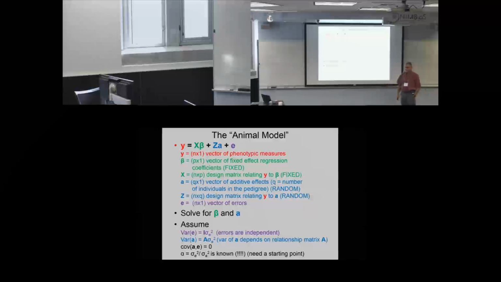Screwed, is that a technical term? That is a technical term. That is a technical quantitative genetics term.